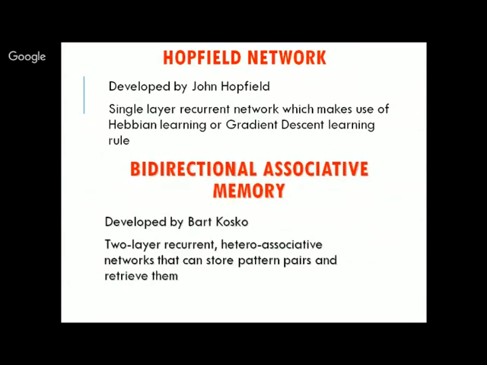The Hopfield network is a feedback network. The output is fed back to the input. That is why it is known as a single layer recurrent network. It will not have multiple layers. Mainly these are used for associative memories also, where we can remember things. So we call it Hopfield associative memories or auto associative memories.